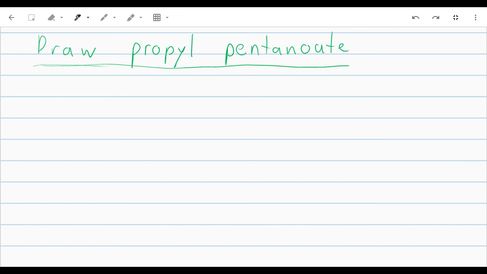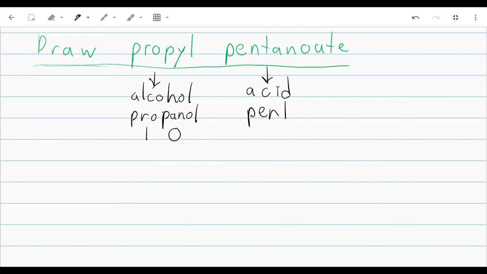What the propyl group is, is the alcohol derivative. So originally, this would have been propanol, and it will have one oxygen bonded to it. Then the pentanoate would originally have been the acid. So this would have been pentanoic acid, and it has two oxygens bonded to it.